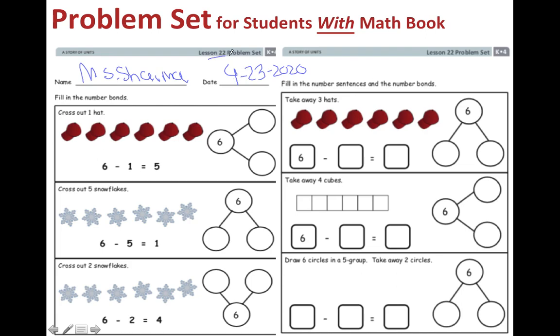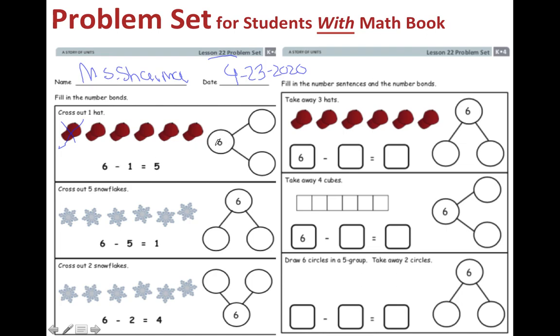Remember, it should say problem set 22. It says cross out 1 hat. So I'm going to cross out 1 hat. And let's see how many hats are left. 1, 2, 3, 4, 5. Just like our answer. So if we were to put 5 hats and 1 more hat, it becomes 6.